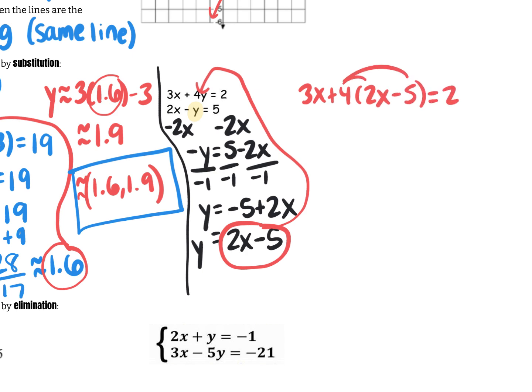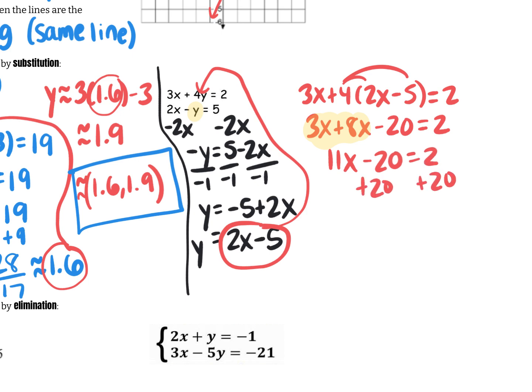Solve that, distribute the 4. You have 3x plus 8x minus 20 equals 2. Combine like terms over here. You have 11x. Good, this one's going to turn out a little bit better. So we have 11x minus 20 equals 2. We're going to add 20. You get 11x equals 22. Divide by 11. You get x equals 2. Okay.